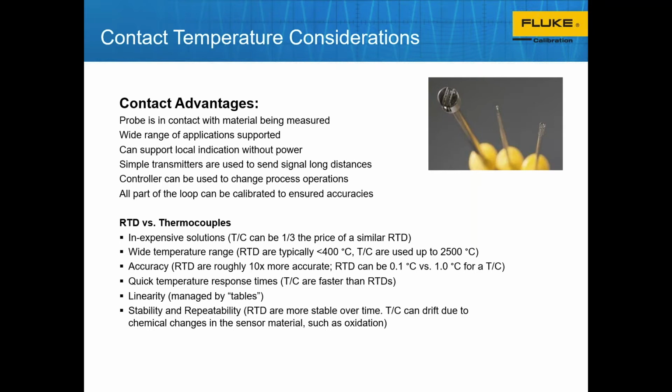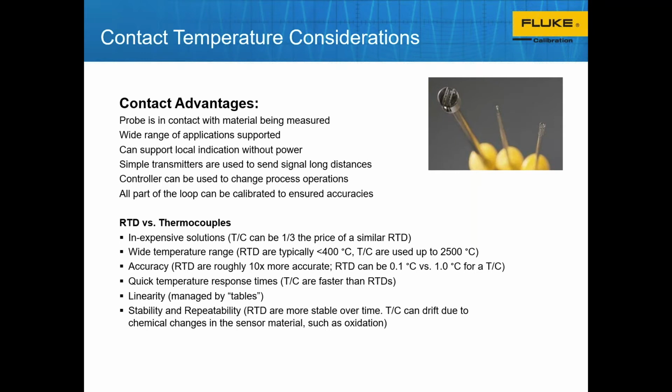Where we fuse them together, it's called a junction, okay? The thermocouples themselves can be very inexpensive. They're typically a third of the price of buying an RTD. They have a wider temperature range than RTDs. You can get thermocouples that get you into the 2,500 degrees Fahrenheit, which, I have to do some math, is several thousands of degrees Celsius and Fahrenheit. So very, very high temperatures.